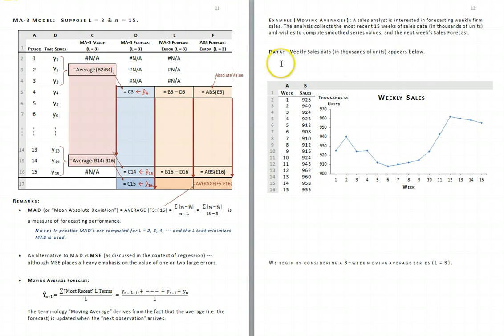The period is a week. There are 15 weeks worth of data. The data consists of the unit sales expressed in thousands of units. For example, the unit sales for the first week is 925,000 units. The time series plot appears relatively stationary. This is a good candidate series for smoothing methods.